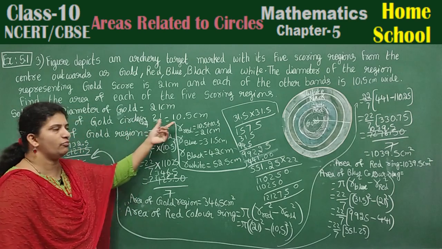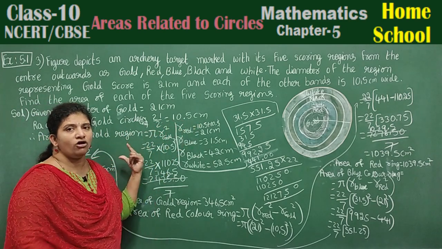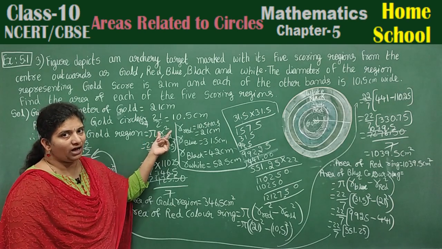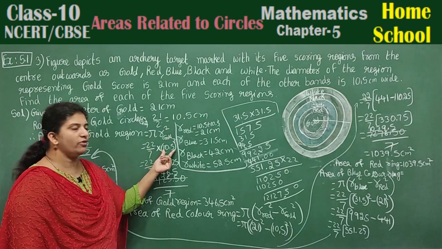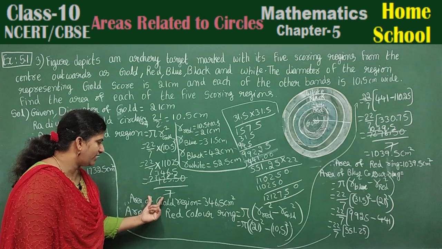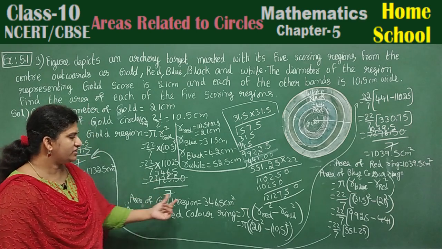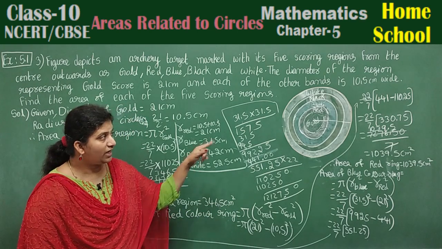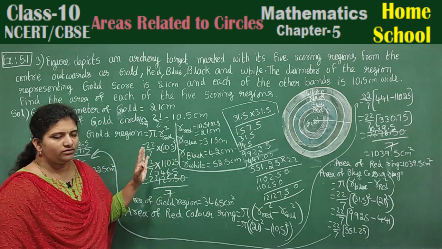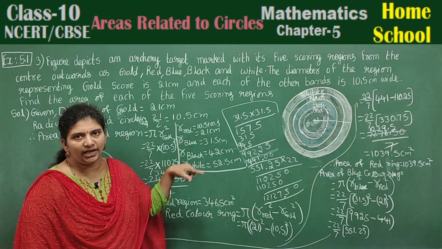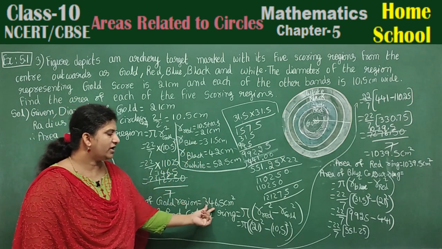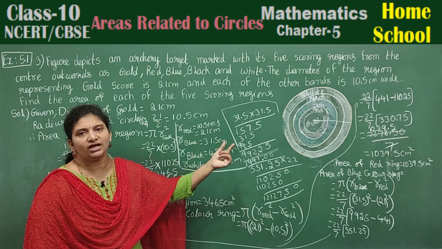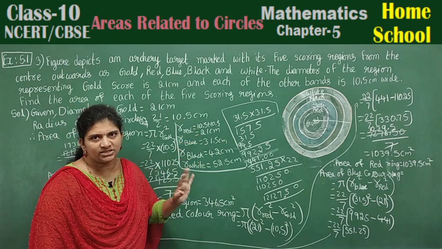Gold radius is 10.5 centimeters. Area of gold colored circle, pi r square, pi r gold square. That is 10.5 whole square into 22 by 7. If you do cancellations, you get 346.5 centimeters square. Area of gold is how much? 346.5 centimeters square. Next, we need to find area of red ring, not circle.